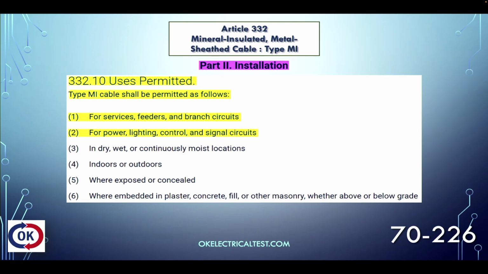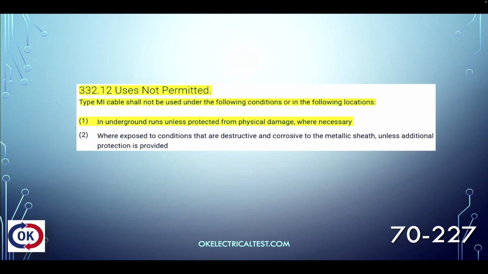And so numbers 3, 4, 5, and 6, those are all areas where you can go ahead and use MI cable, but the ones on the exam are going to be services, feeders, branch circuits, and then power, lighting, control, and signal circuits. Let's go to 332.12, uses not permitted.